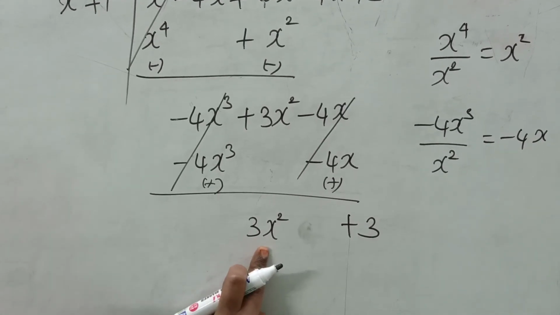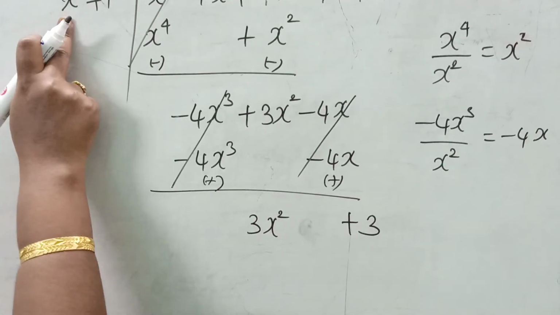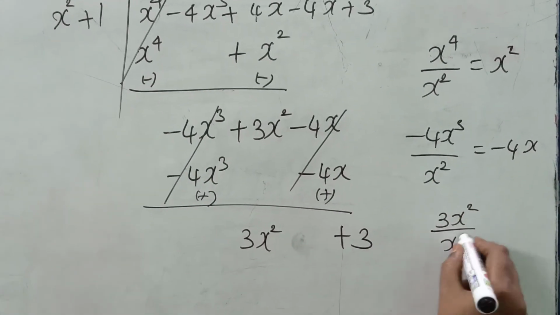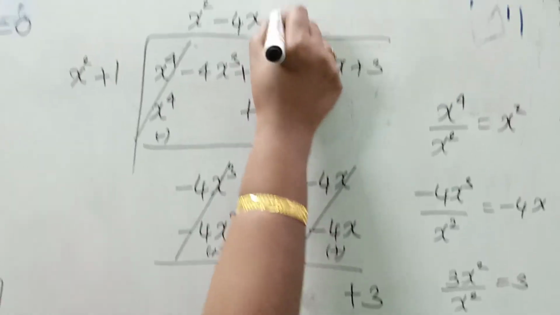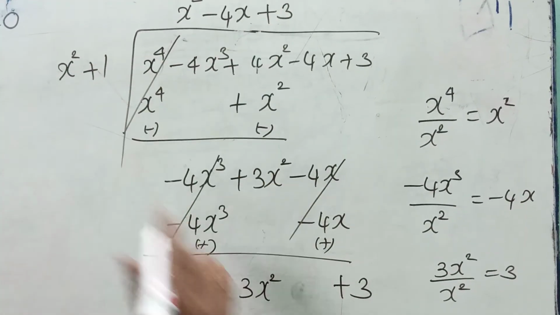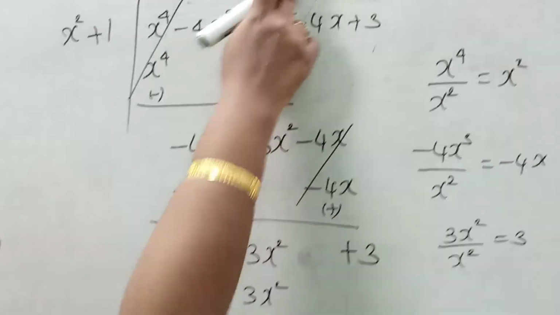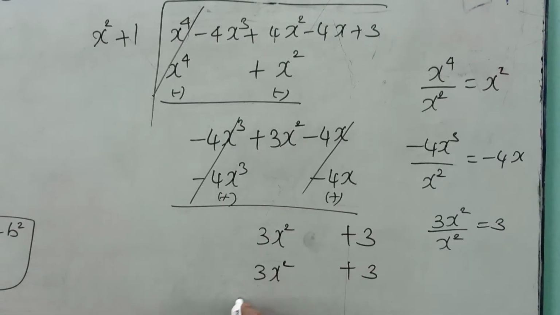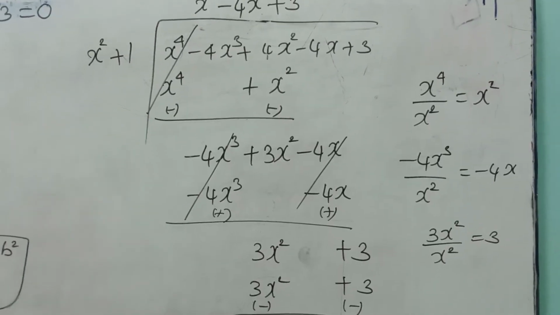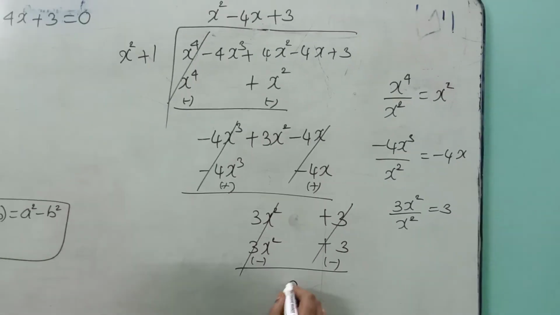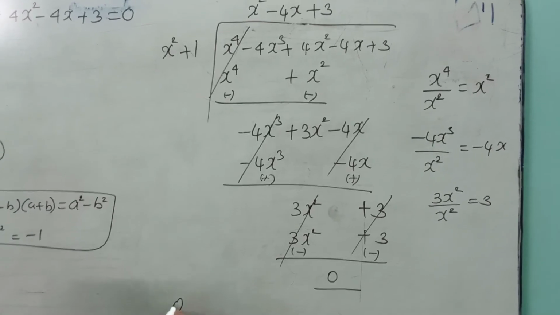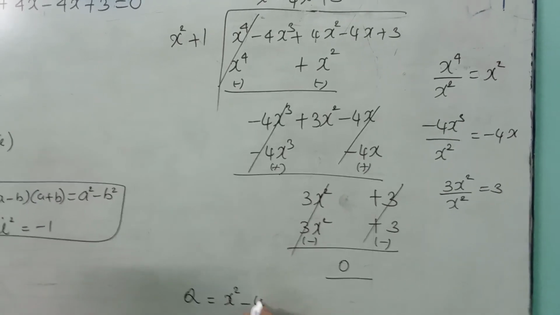Again divide the first term of this one by first term of the divisor. 3x square by x square, which is equal to 3. That I write in quotient place. Multiply the divisor by 3. 3 into x square, 3x square. 3 ones are 3. Changing the symbol, both are plus, therefore I change the symbol as minus. We get 0 as the remainder. Therefore, what is the quotient? Quotient is x square minus 4x plus 3.